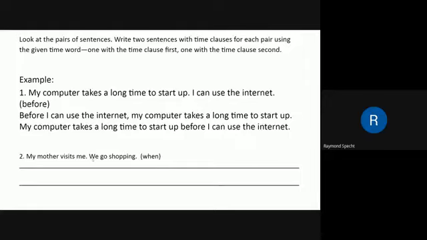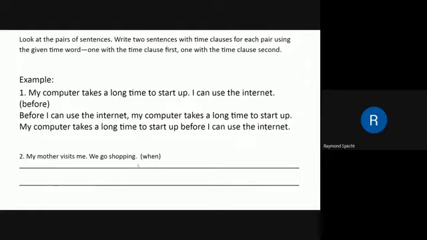We go shopping when my mother visits me. All right? This is going to be a key. You need to think about what these two sentences are and the meaning and how they go together. Don't just think you can stick the time clause or the time word here or there and it be okay. We need to think. So we would change it if we're going to put the time clause second. We go shopping when my mother visits me. That would be one sentence.